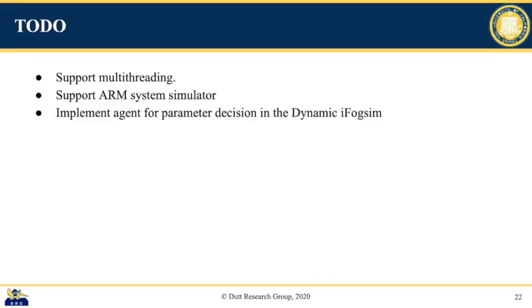But we have a to-do list here. We have to support multi-threading applications in the Sniper Sim. And as you know, recently IoT systems mostly run on ARM architecture. So we plan to support an ARM system simulator in this platform too. And now we have only the brute force agent for dynamism control in the controller, but we plan to implement another agent policy for primary decisions in the dynamic iFogSim.